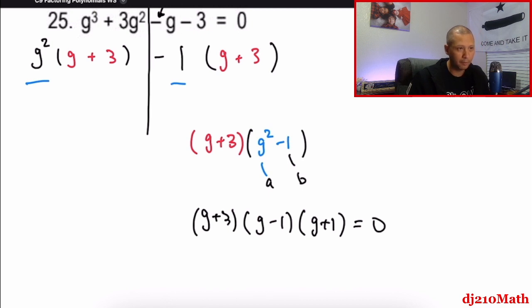It's all equal to 0. So I got to set each of these equal to 0. Or, if you're nice, you could just say, okay, g is equal to negative 3, g is equal to 1, g is equal to negative 1, right? It's always the opposite symbol, the opposite operation. These are our 3 solutions.